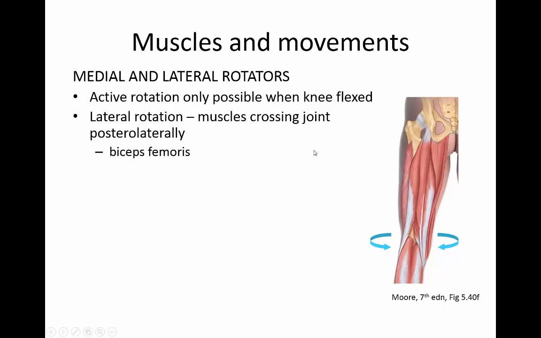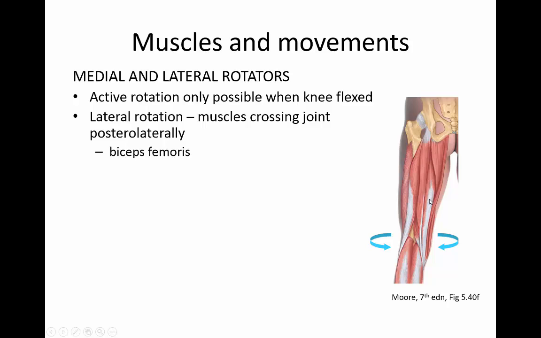Active rotation is only possible when the knee is flexed. So lateral rotation is caused by muscles crossing the joint posterolaterally, biceps femoris. If you palpate behind your knee, you can feel that there are two tendons crossing the knee medially, semimembranosus and semitendinosus, and one laterally. That's our biceps femoris. If you flex your knee and rotate your leg and foot laterally, you should be able to feel your biceps femoris tendon tense up a bit.